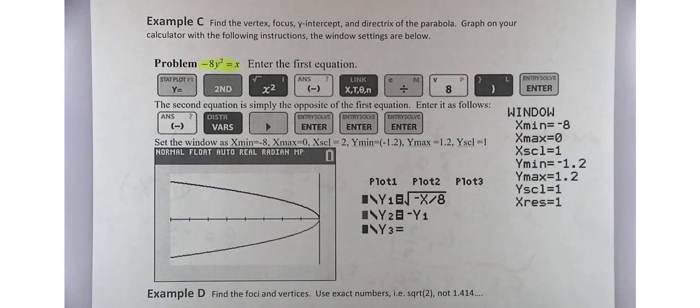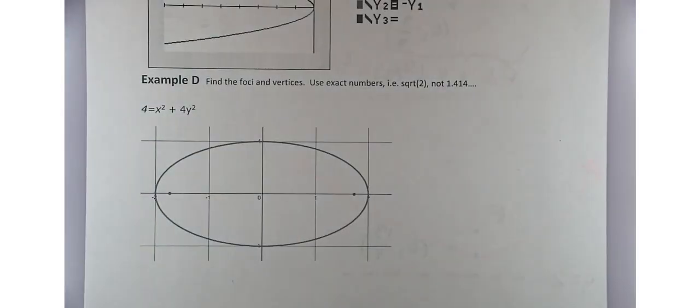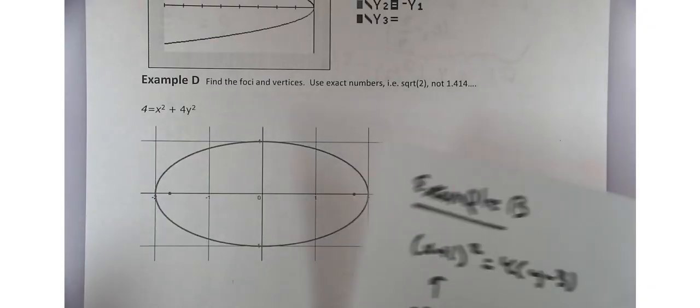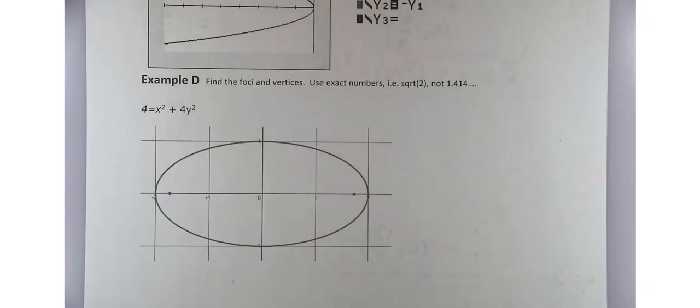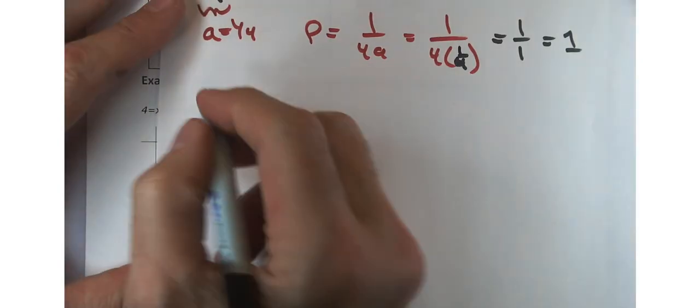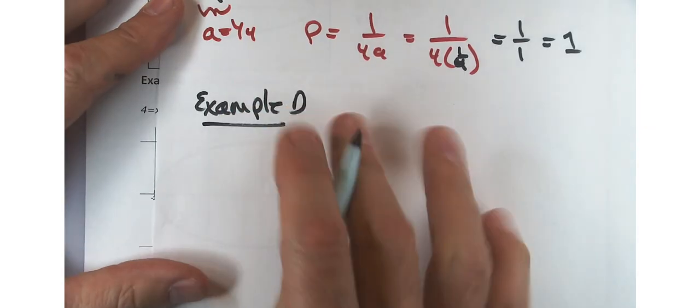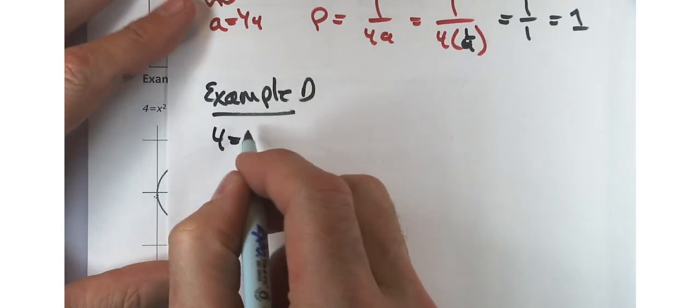We're going to move on down to example D here, and working with the equation below. So we've got 4 equals x squared plus 4y squared. And I'm hoping that some of this stuff is sitting back there in the back of your mind, and it just needs a little dusting off.